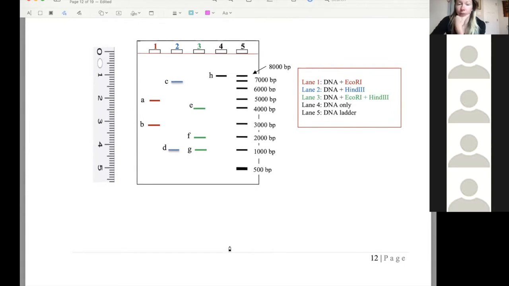As far as measuring, are we measuring vertically or horizontally? We're measuring vertically. So we're starting at the well and then measuring to each band.